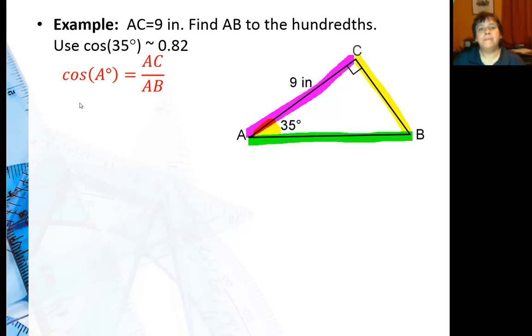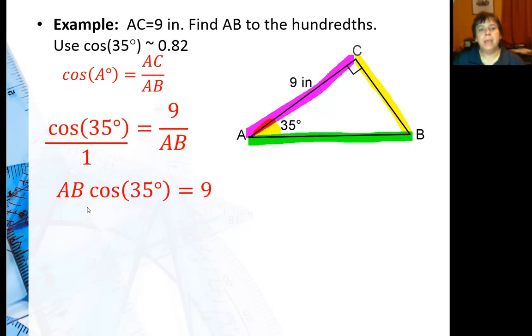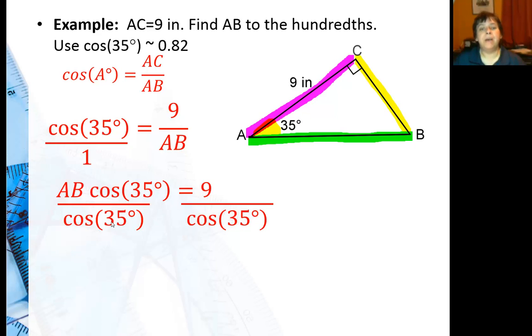So cosine of angle A is AC over AB. Substituting, I'm going to put in 9 over AB. Put the 1 underneath so that I can cross multiply. AB times cosine of 35 is 9. I can divide both sides by cosine of 35. And here I'll use 0.82 as that value. So I get 10.98 inches, or 10 and 98 hundredths.